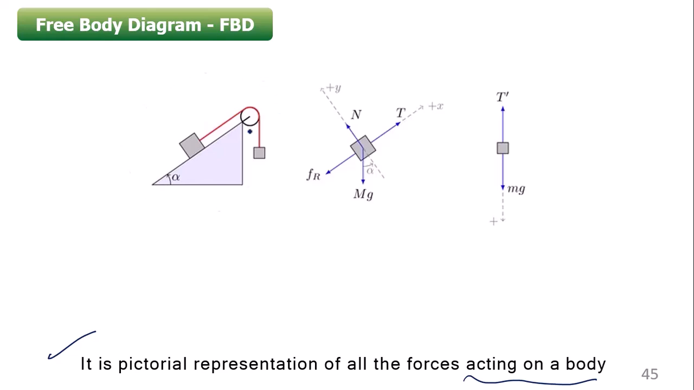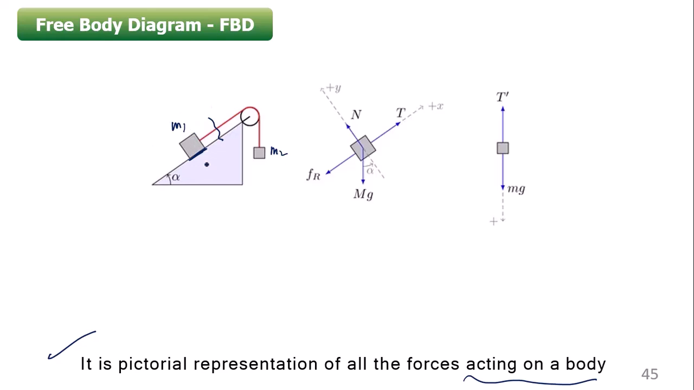So in this situation, let us say this is the M1 body, this is the M2 body. In order to free the body, you have to remove this contact. Whenever I remove this contact, the normal force will come. Whenever I cut the string, then the tension will come. Once I cut the string and remove the contact, the normal force as well as the tension force come into the picture.